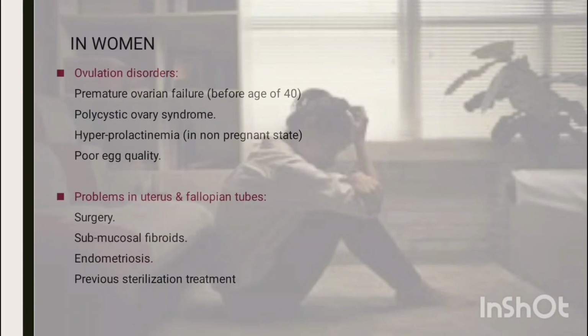In women, some of the causes can be ovulation disorders, which include premature ovarian failure before the age of 40, that is premature depletion of ovarian follicles before the age of 40 years. Polycystic ovary syndrome, which is basically a hormonal disorder, causes enlarged ovaries with small cysts on the outer edge. Hyperprolactinemia in a non-pregnant state, which is basically a higher prolactin level, can include milky nipple discharge or poor egg quality.